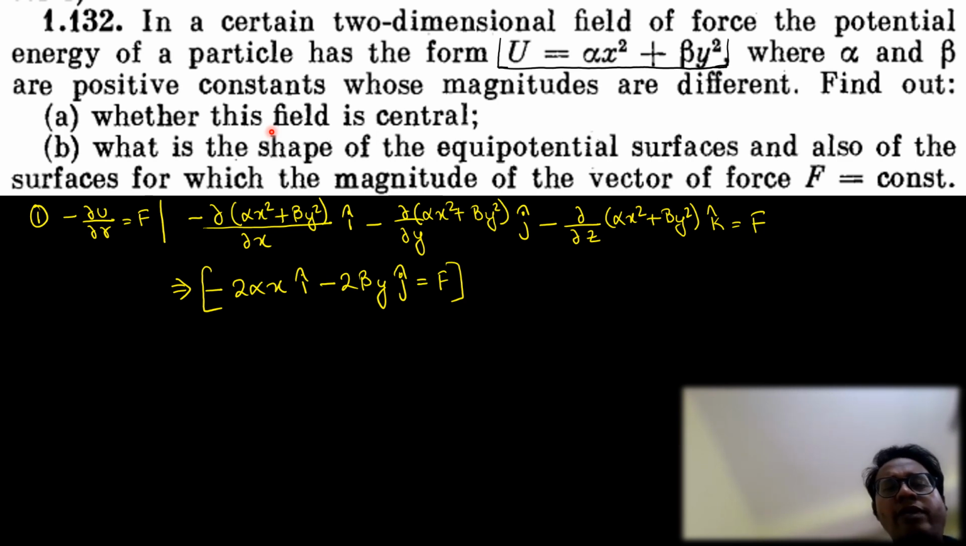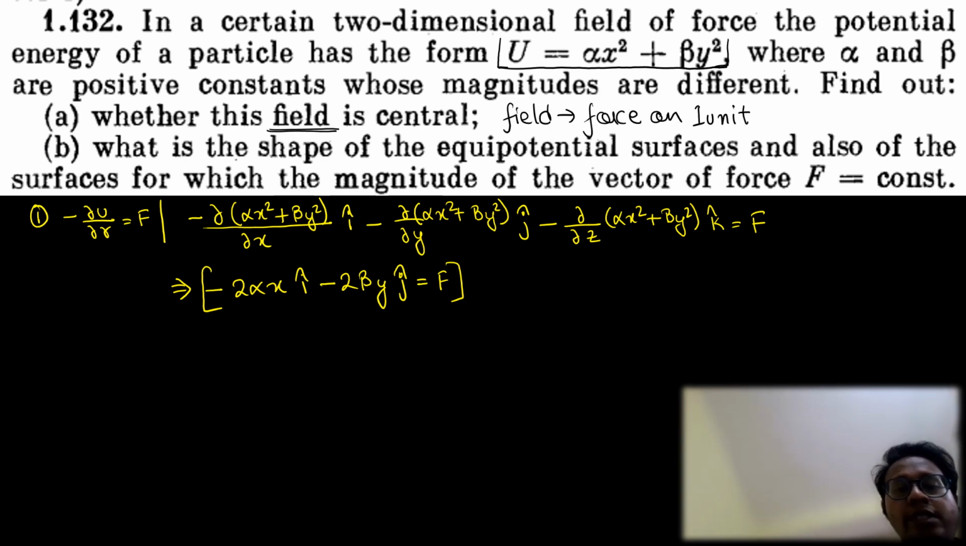For right now, whenever you hear the word field, field is nothing but force on 1 unit. Gravitational field is nothing but force on 1 kg. Electrostatic field is nothing but force on 1 coulomb. Magnetic field is nothing but force on 1 unit of north pole or south pole, or 1 unit of magnetic pole strength. Okay, so find out whether this force is central.